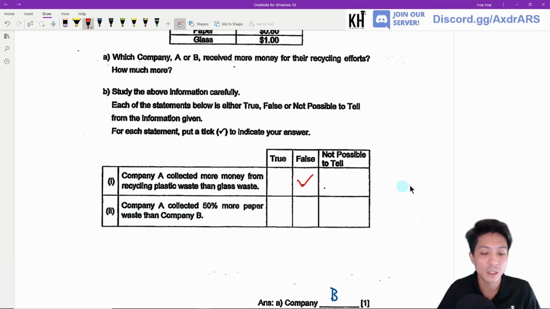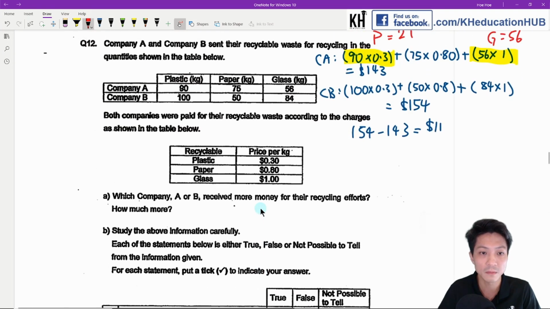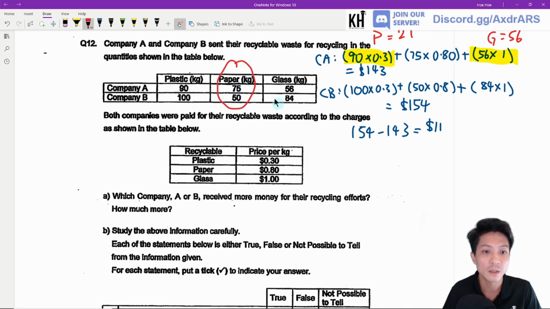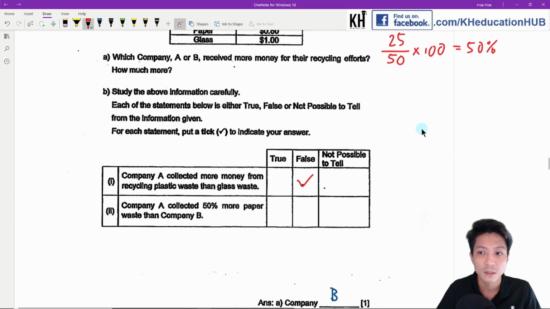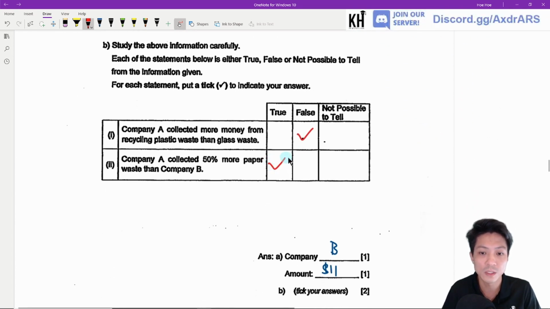Okay, for part 2, company A collected 50% more paper waste than company B. Okay, so if you look at the paper waste, which is here, company A collected 25 more. So 25 over company B's 50 times 100 will give you 50%. Okay, so this is true.